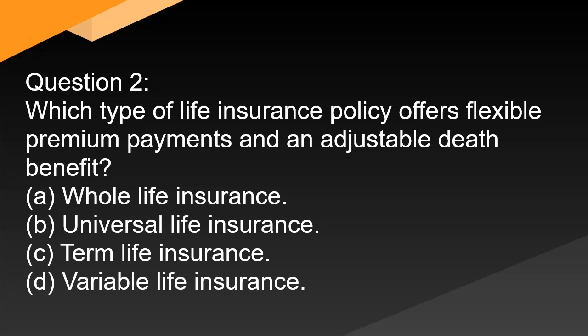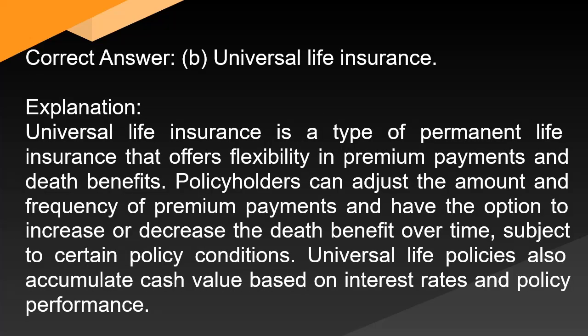Question 2. Which type of life insurance policy offers flexible premium payments and an adjustable death benefit? A. Whole life insurance. B. Universal life insurance. C. Term life insurance. D. Variable life insurance. Correct answer: B. Universal life insurance.